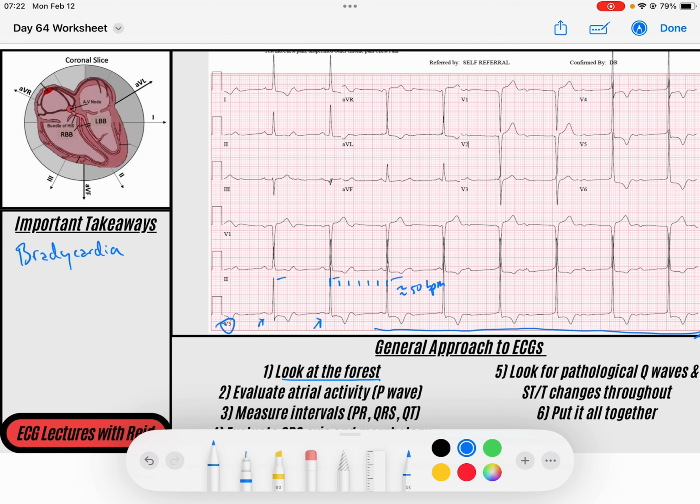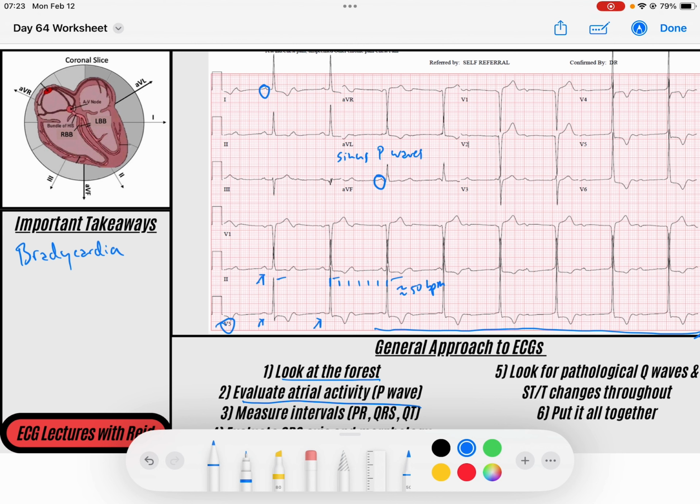So first thing I'm going to do is evaluate what my atria are doing, and so let's evaluate the P waves. We do notice that there seems to be a P wave here. My P wave is upright in lead 1. It's upright in aVF. And so I would say that these P waves are sinus P waves.